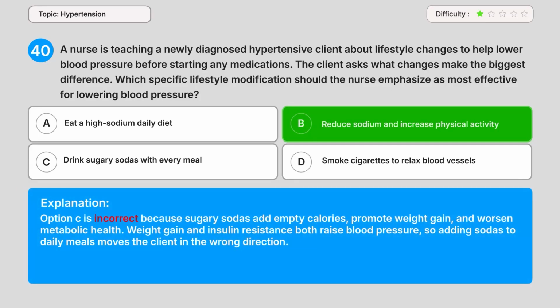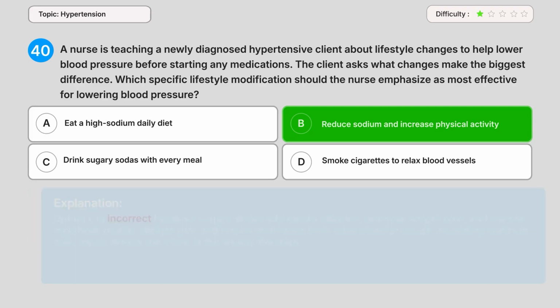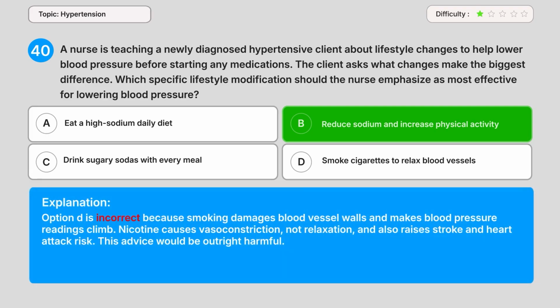Option C is incorrect because sugary sodas add empty calories, promote weight gain, and worsen metabolic health. Weight gain and insulin resistance both raise blood pressure, so adding sodas to daily meals moves the client in the wrong direction. Option D is incorrect because smoking damages blood vessel walls and makes blood pressure readings climb. Nicotine causes vasoconstriction, not relaxation, and also raises stroke and heart attack risk. This advice would be outright harmful.